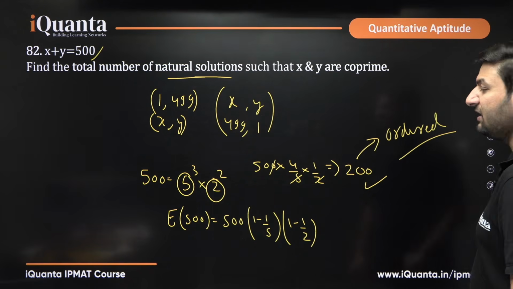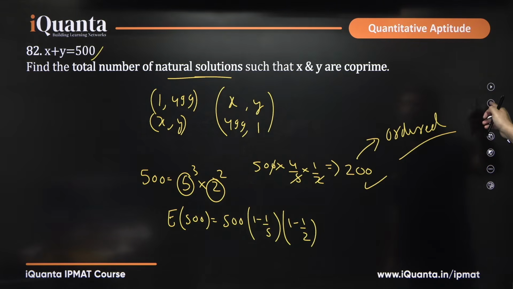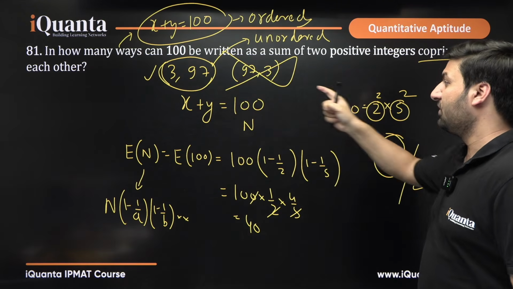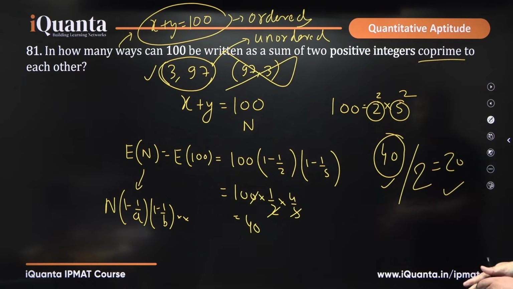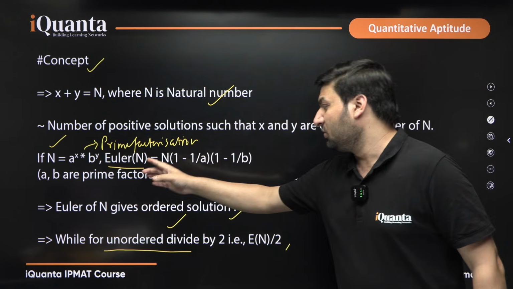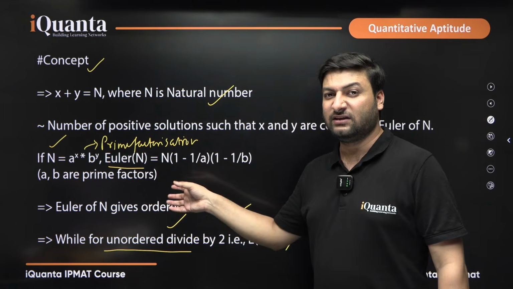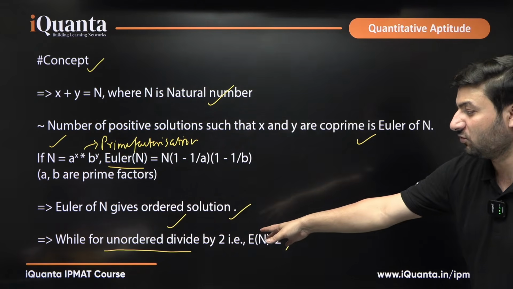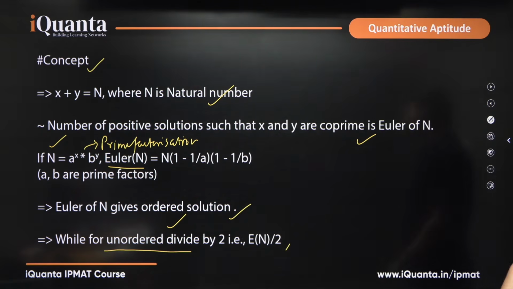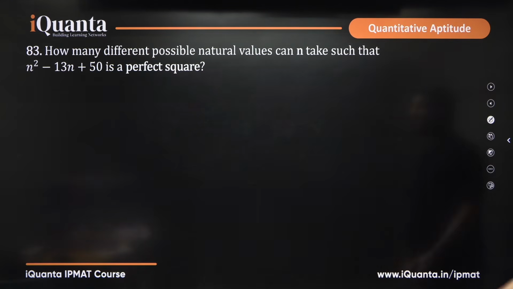200 is my answer because Euler value of the number given gives you ordered pairs, and when variables are mentioned, order matters, okay. When variables are not given in this particular question, order does not matter. In this case, whatever Euler value is coming out, you will have to divide it by 2, that gives you unordered. So Euler value gives ordered answer when variables are there, and if it simply says pairs, then you will have to answer unordered, divide Euler value by 2. Okay, this is very important. Such type of questions can come.